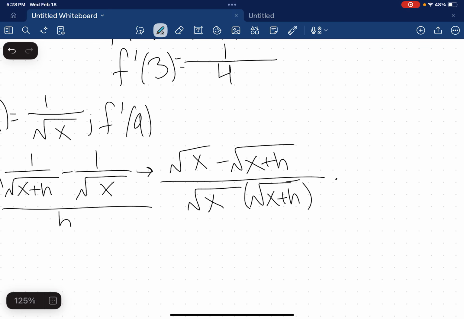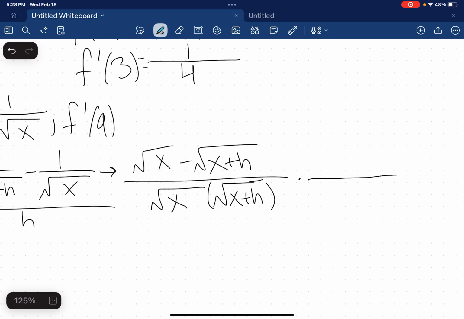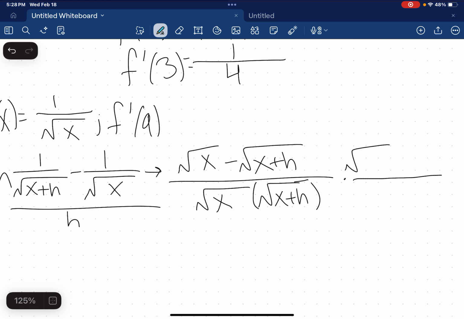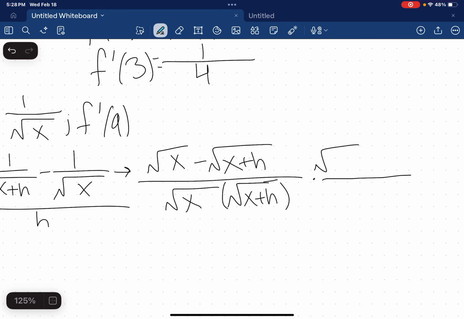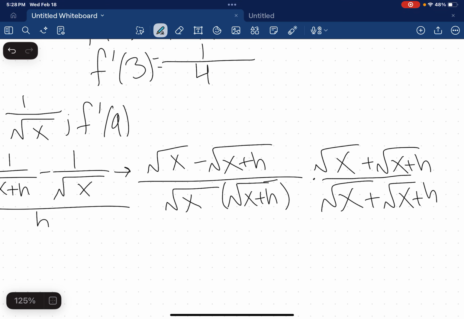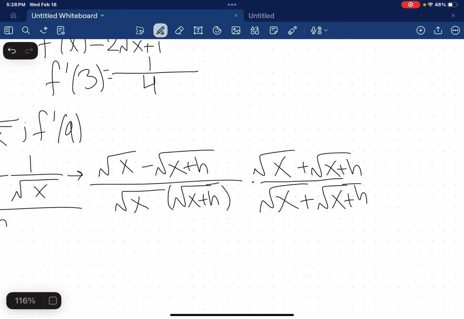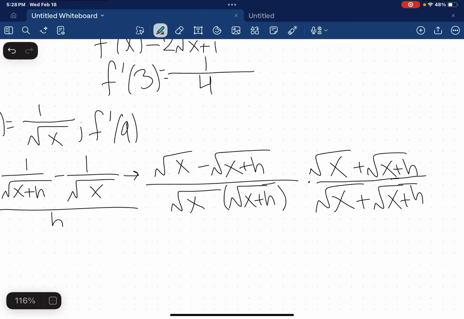To that, remember what I said, multiply everything by the conjugate, which is going to be, in this case, root x plus root x plus h, and likewise on the bottom. Okay, we're going to get a really messy equation in a second, so stay with me. Remember, we're only working with the numerator so far.